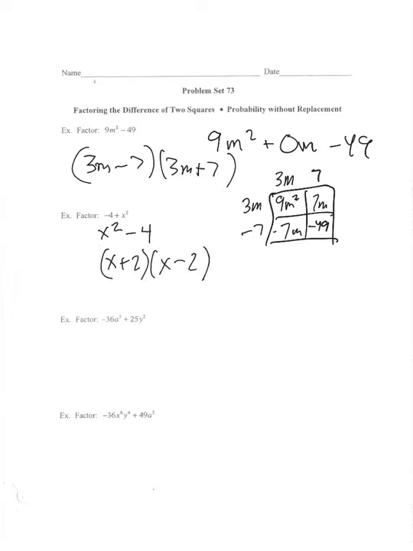Again, I'm skipping the factor diagram that I did for the first one because I'm recognizing the pattern. I know that if I multiply 2 times negative 2, I'm going to get negative 4, and I know that my middle terms are going to cancel each other out because my middle terms would be 2x and negative 2x. So my final answer is x plus 2 times the quantity x minus 2.